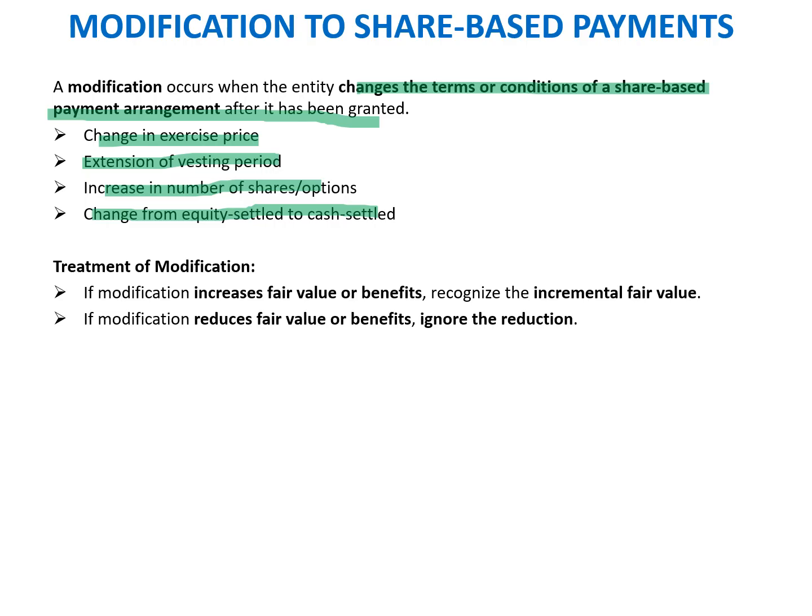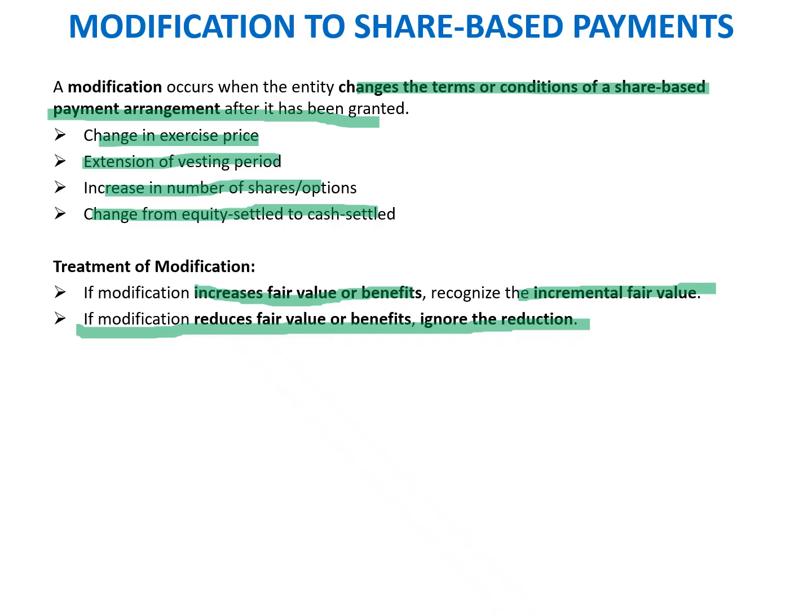Then how do we treat this modification? If a modification increases the fair value of the benefit, recognize the incremental fair value. Which means that on the date of modification, if there is an increase in the fair value, then we have to recognize that increase in the fair value. If a modification reduces the fair value benefit, then we have to ignore the reduction. This is a simple thumb rule. It is largely aligned with the basic principle, because if it is equity settled, then we do the measurement only once, at grant. We cannot do the remeasurement.